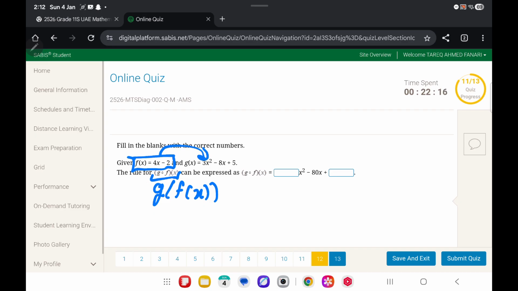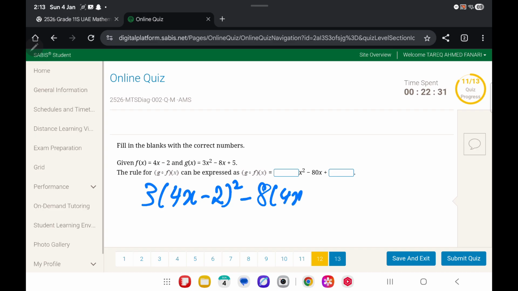I'm gonna put this in g of x, right? Clear? So instead of x, I'm gonna put in 4x minus 2. That's basically what's happening. So 3(4x minus 2) squared minus 8(4x minus 2) plus 5. Done. So now we're gonna expand this.